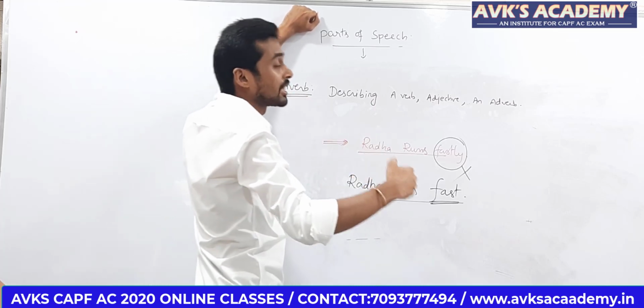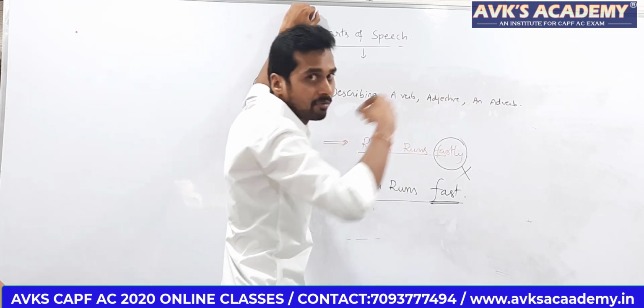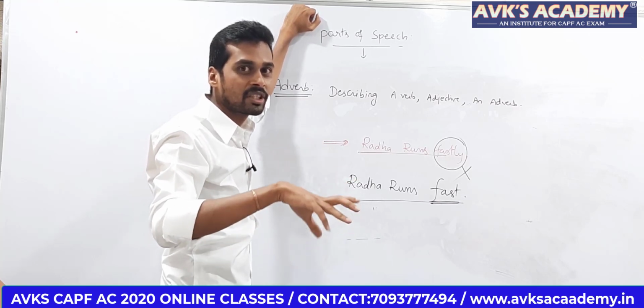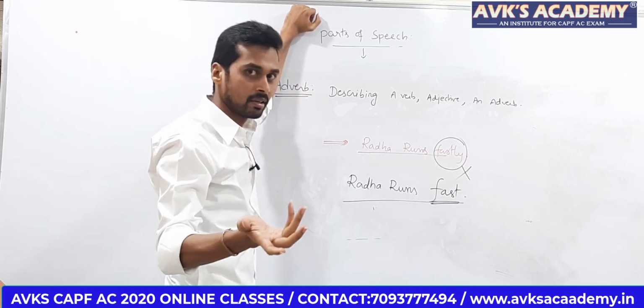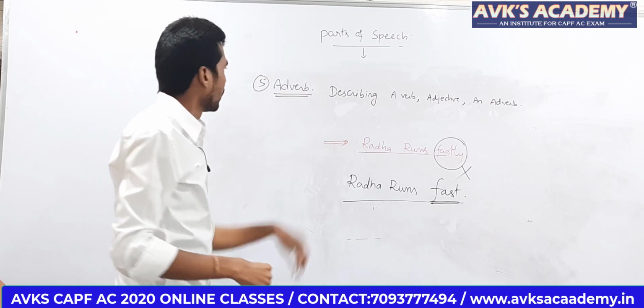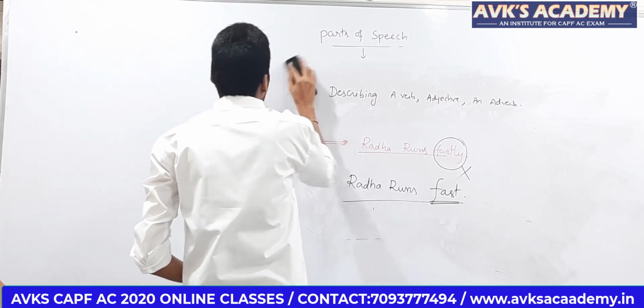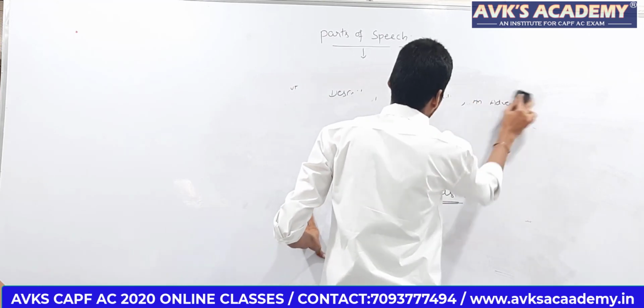Adverb is what? Describing a verb, adjective, or an adverb. In the previous example, adjective. Adjective means what? Anything which describes a noun or a pronoun. Okay. So this is the fifth part of speech we have, and the next one, the sixth one. What is the sixth one?